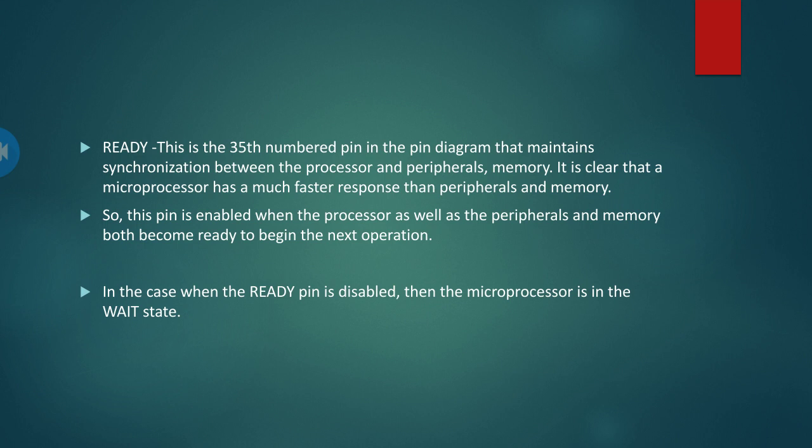So the ready pin is a type of signal. This pin is enabled, and enabled means this pin activates when the processor as well as the peripheral devices are ready to begin the operation. So the ready pin activates when the input output devices are ready to send or to receive the data. When the ready pin is disabled, disabled means 0. If the value at the ready pin is 0, it means input output devices do not need the CPU.